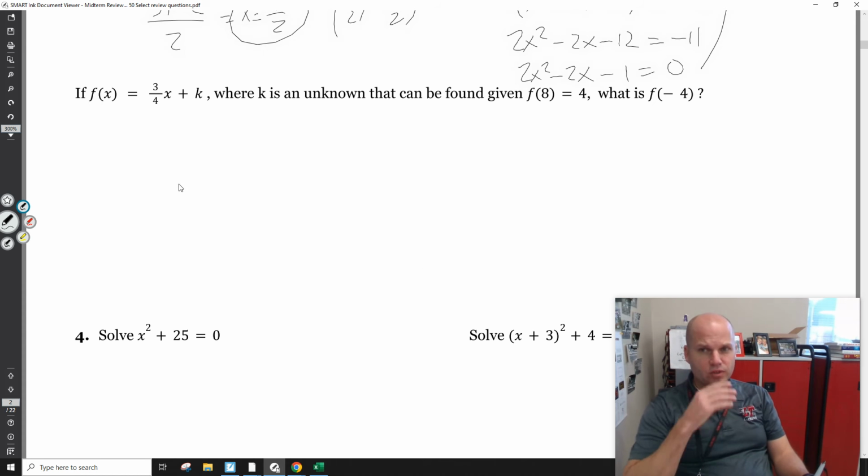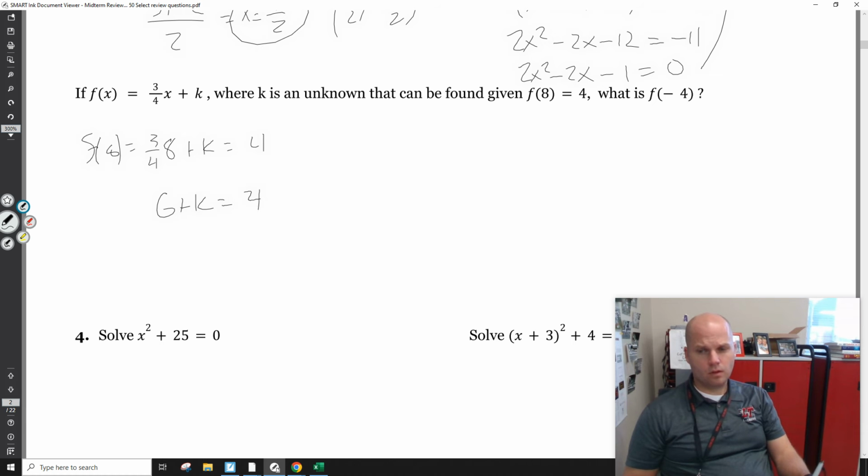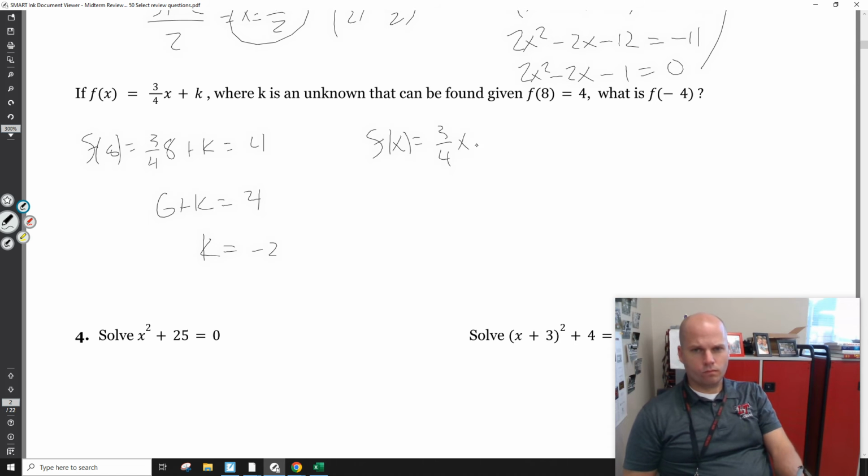F of 8 is 4. What is f of negative 4? Well, if f of 8 is 4, when I plug in 8, I should get 4. Just take anything from the table towards the back. Subtract 6, I get k is negative 2. And now f of negative 4 is negative 5.